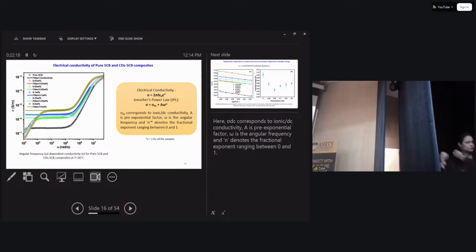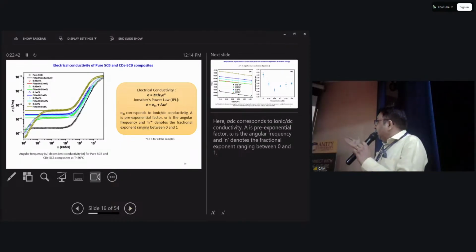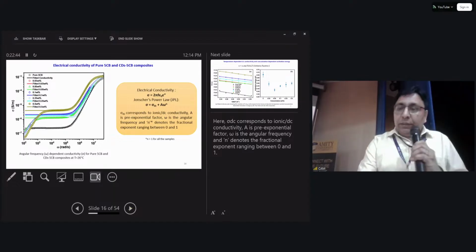Now, when we add carbon dots, you can see for this last one, 0.5, that this part goes up and then again like this. The first part here is coming because of electrode polarization. So we have three contributions here: electrode polarization, DC conductivity because of ions, and then of course the AC conductivity part over here. There is a very famous law, called the JPL, and we have fitted that equation.